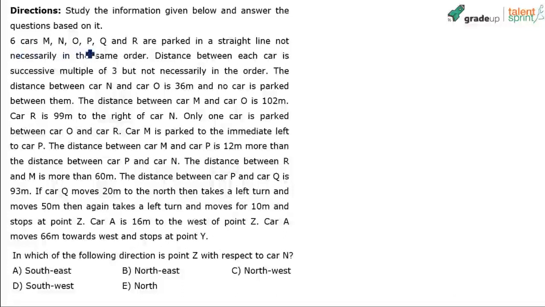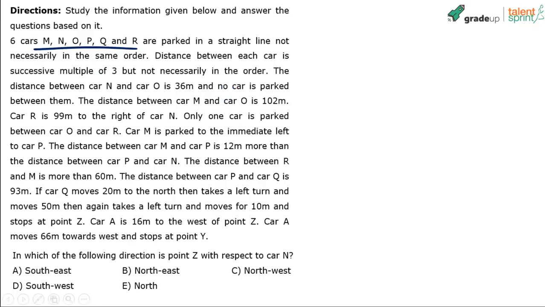Six cars, M, N, O, P, Q and R, are parked in a straight line, not necessarily in the same order. So he's talking about 6 cars. That's it. We just need to arrange 6 cars. The distance between each car is a successive multiple of 3, but not necessarily in that order. So basically he says the distance between cars is a multiple of 3, but not in any particular order.